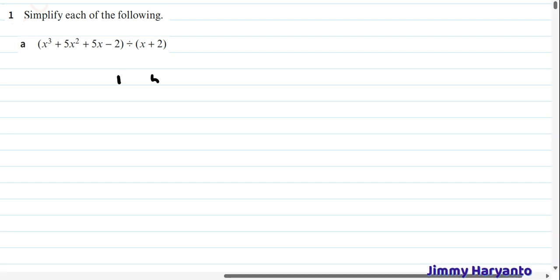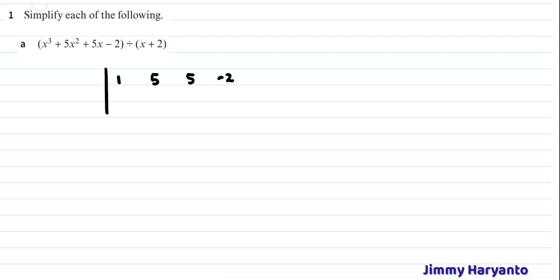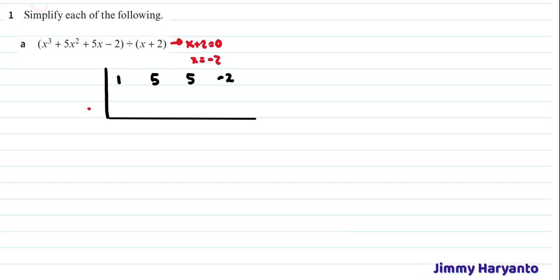I will have 1, 5, 5, negative 2, and then you will do this. And then for this one, I will find the value of x first. x plus 2 equals 0, that means x equals negative 2. So I will put negative 2 right there. And then for the first, it's going down. Then you multiply this with negative 2, you'll have negative 2, and then add the 5 and negative 2.